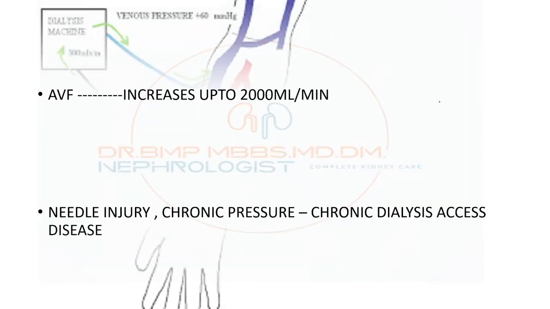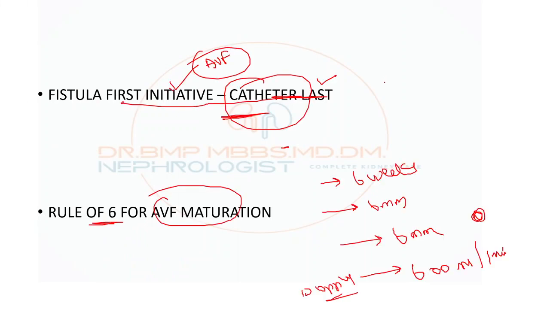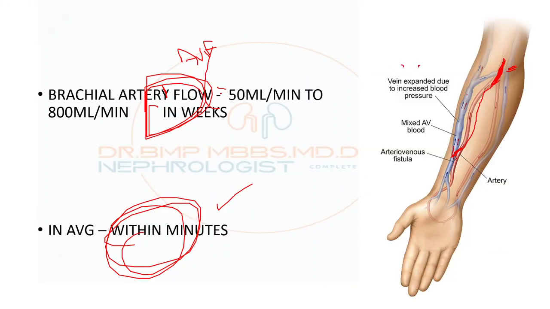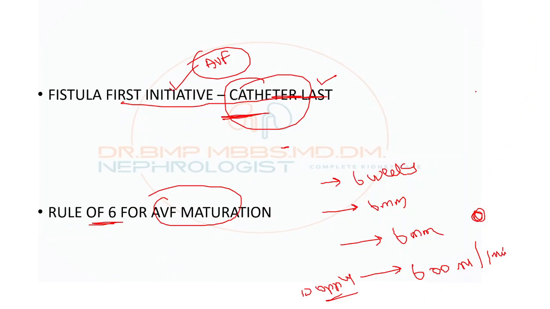One nomenclature I want to mention is the fistula parts. See, the blood from the radial artery entering the vein is the inflow part. The vein going to the heart is the outflow part. The area near the anastomosis is called the juxta-anastomotic area. So: inflow part, juxta-anastomosis, and the outflow part.